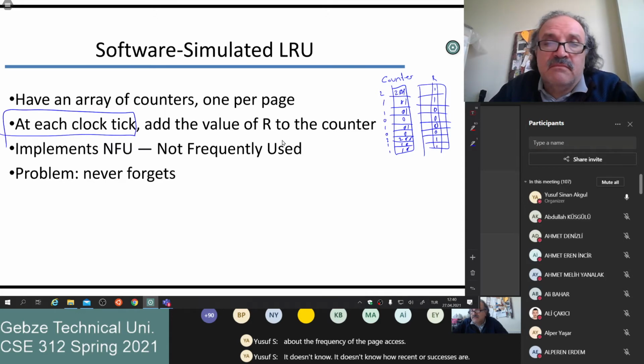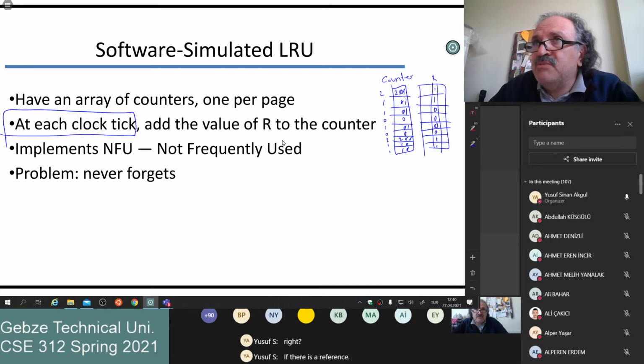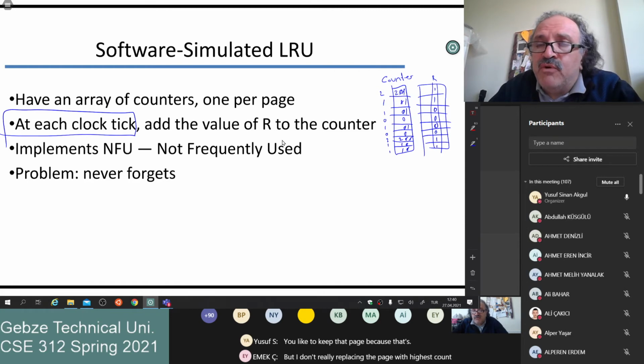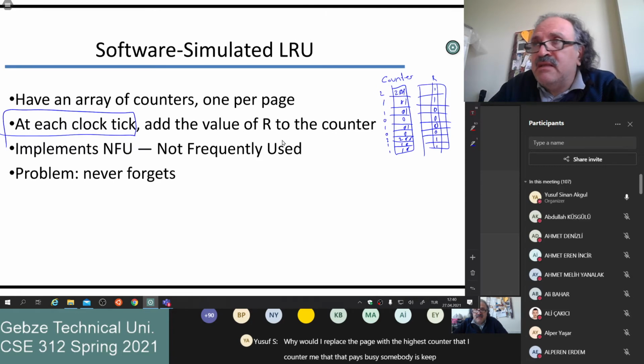So we should set the value to zero when there's a reference? When there is a reference, set the value to zero? In that case I would replace that page and that would be a bad thing, right? If there is a reference, you would like to keep that page. But aren't we replacing the page with the highest? No, of course not. Why would I replace a page with the highest counter? The high counter means that the page is busy. Somebody keeps using it.